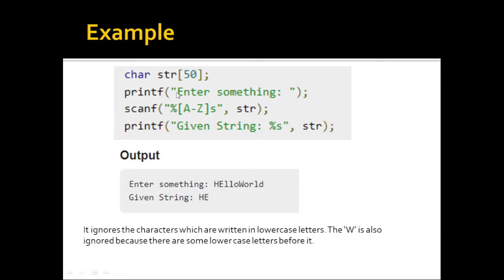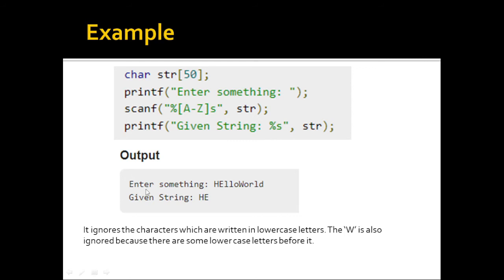So here's an example. We have here an array of characters, str[50], printf("Enter something"), then scanf, so %, and the open and close square brackets, A to Z, and then s. So that's %s, but we have here the scanset. I'll be explaining that later. So we have here str. So printf("Given string %s", str). So the value of str will be substituted here.